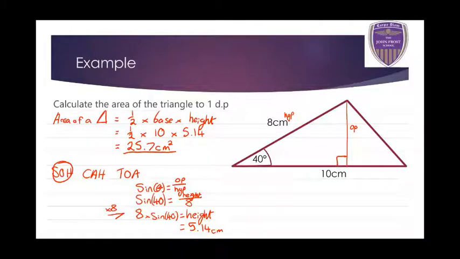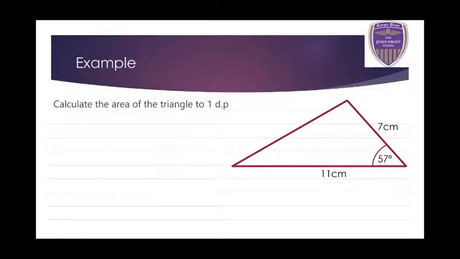Okay, let's have a look at another example. We're going to calculate the area of this triangle to one decimal place again. So remember, the area of a triangle equals a half times base times height. Like before, we know a half is a half. I can see the base is 11 centimeters. And we don't know what the height is again.